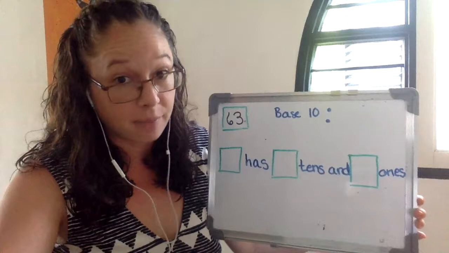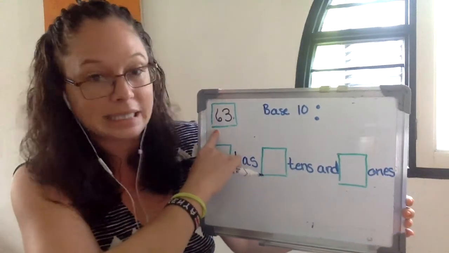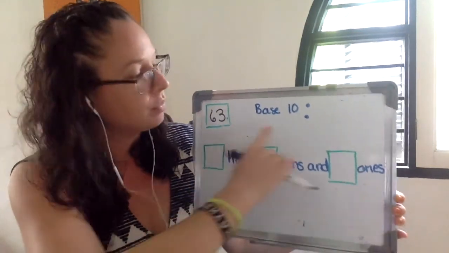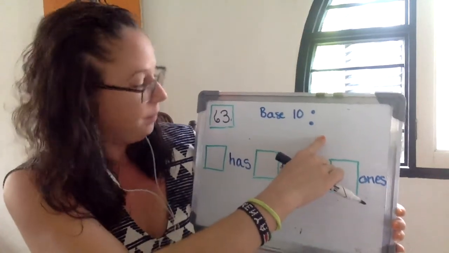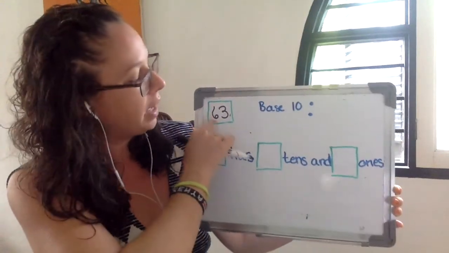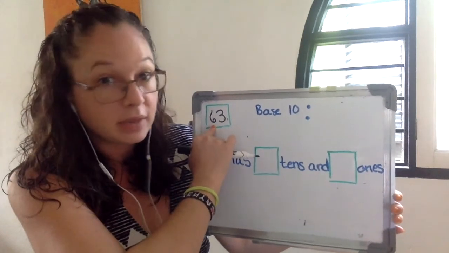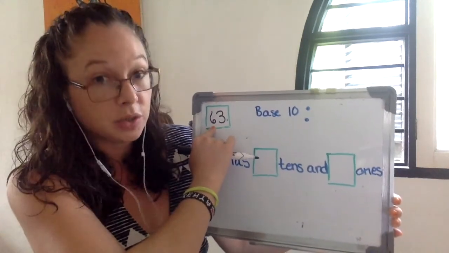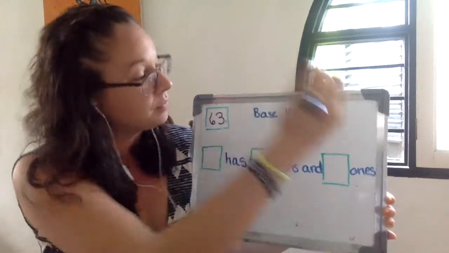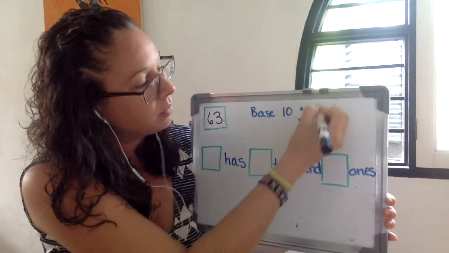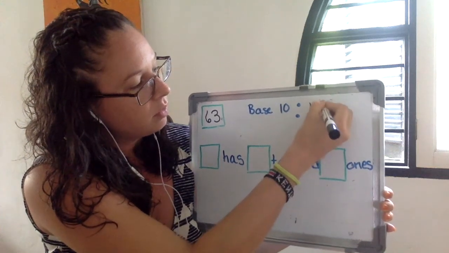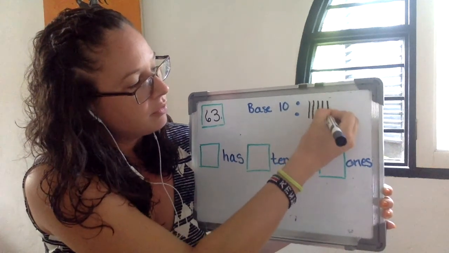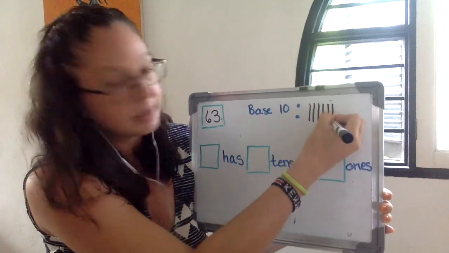Let's do another example with the number 63. First, we're going to draw that as if we would with base 10. So I'll look at the number. I see a 6 in the tens column. So I need to draw 6 tens. 1, 2, 3, 4, 5, and 6.